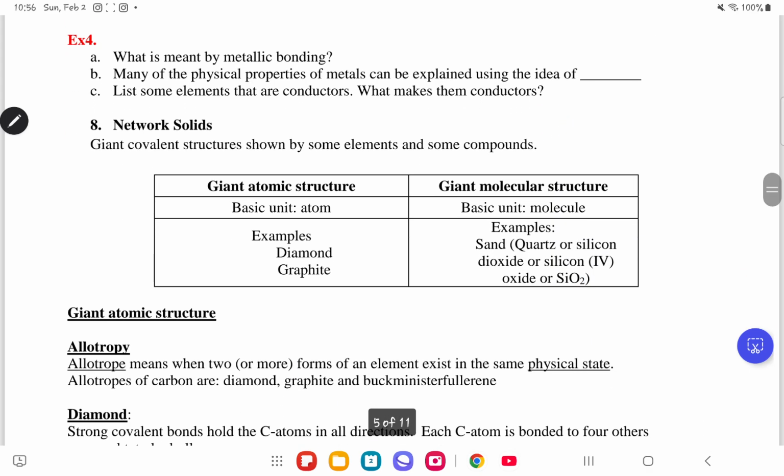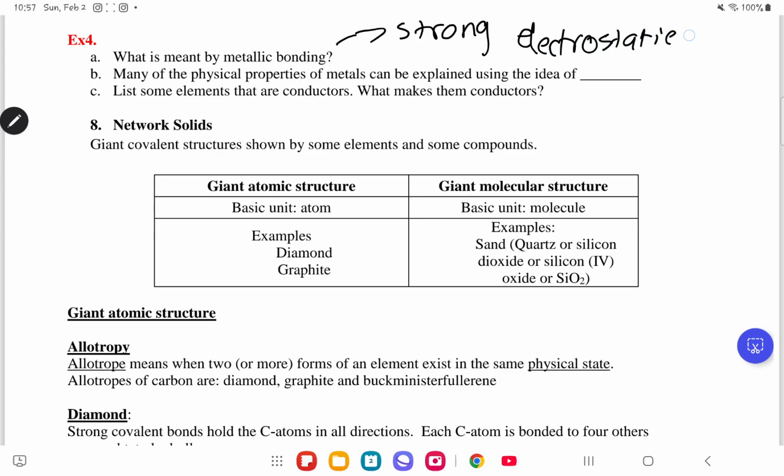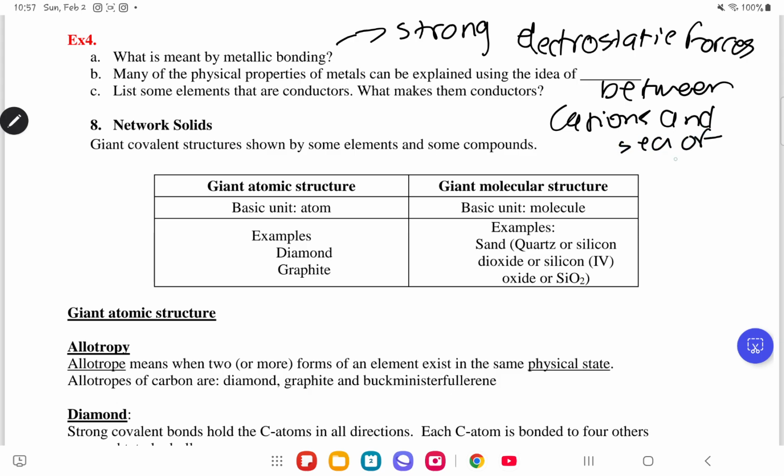Now, what is meant by metallic bonding? Again, it is the strong electrostatic forces between cations and a sea of electrons.